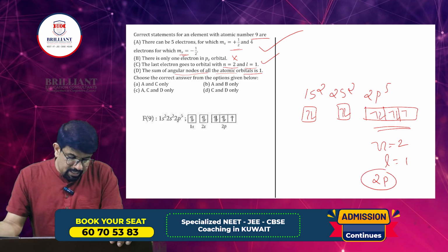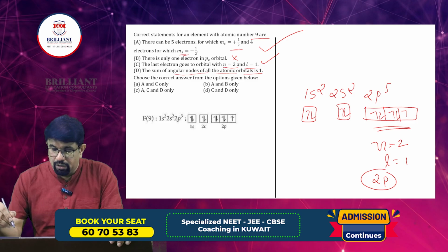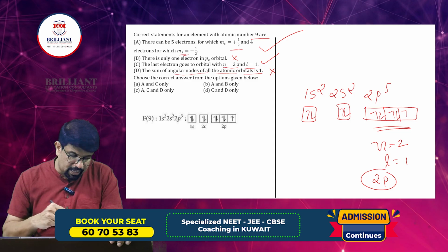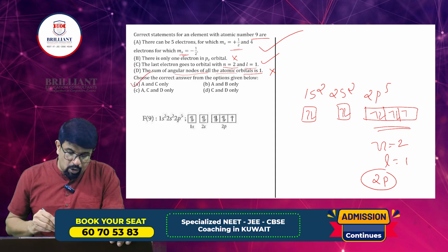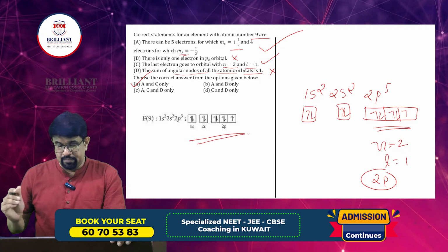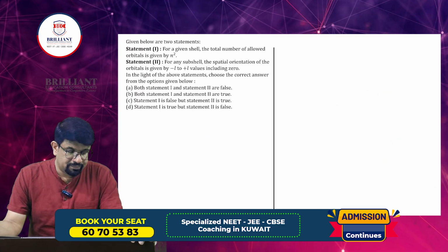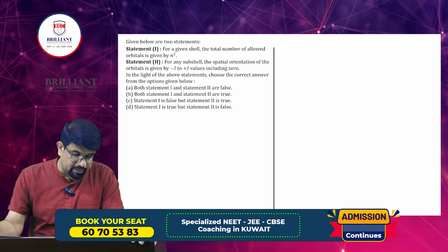So that statement is correct. Then the next statement, the sum of angular nodes of all atomic orbitals is 1. It may be wrong, right? Because we already know that there are 3 orbitals there. So which is the correct answer? A and C. So option A is the correct answer. Next question. This is also a statement type question.